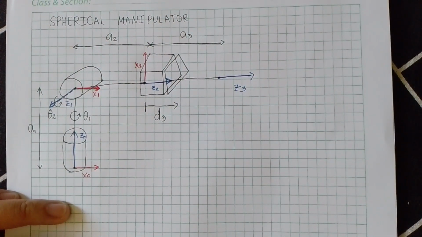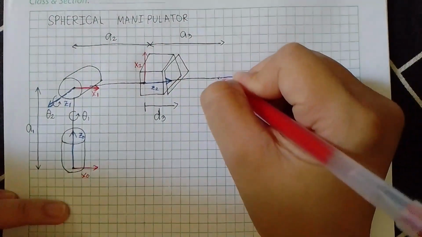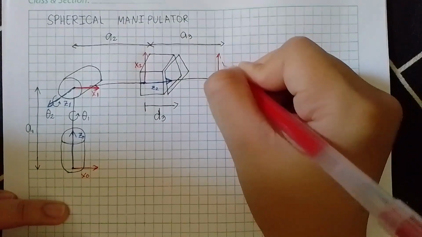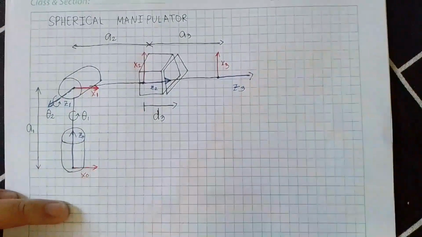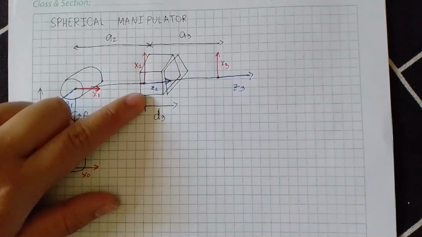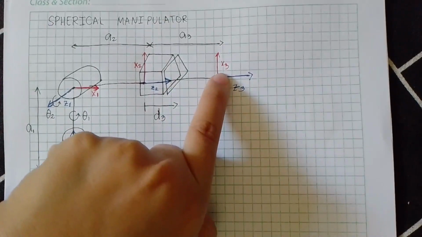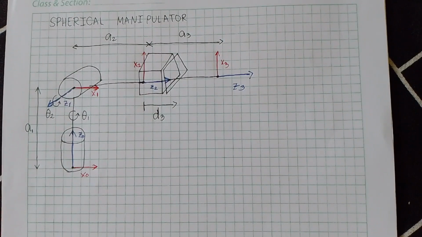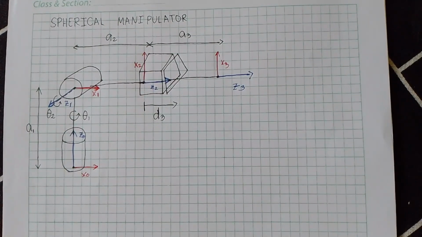Then, the end effector is also upward. X sub 3. Again, the end effector must follow the x-axis of the frame before it. Then x sub 2 and x sub 3 must both be upward. Then let's proceed to rule 3.